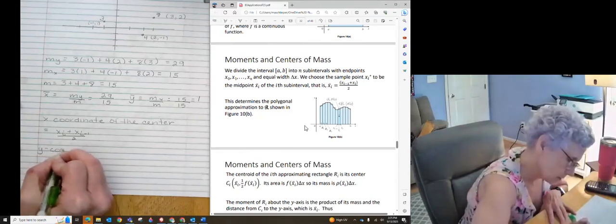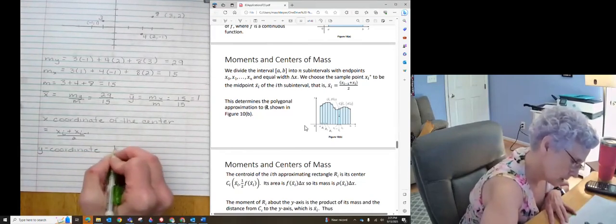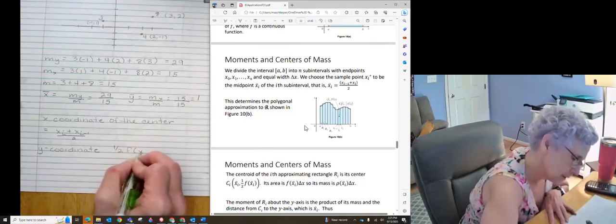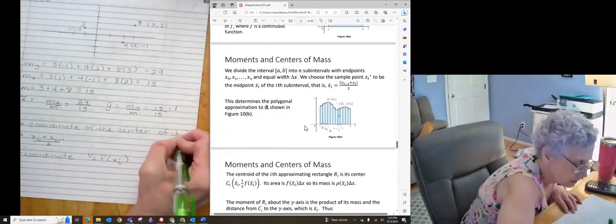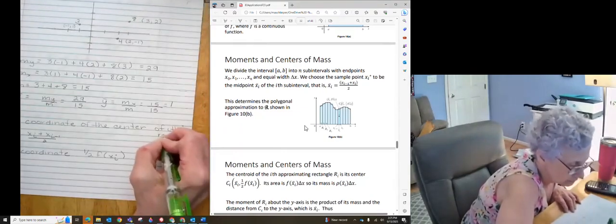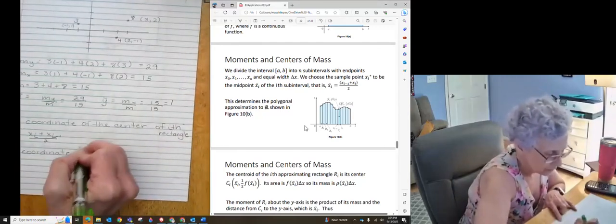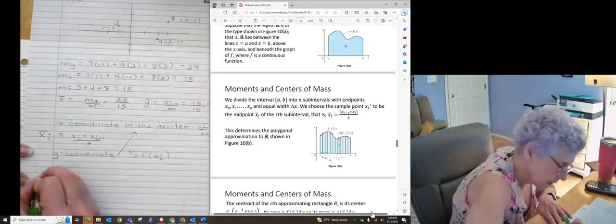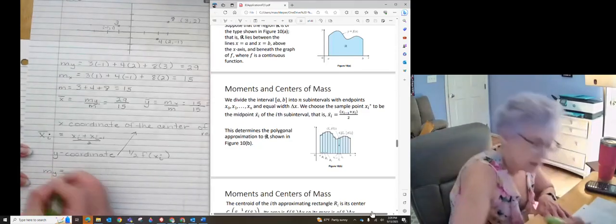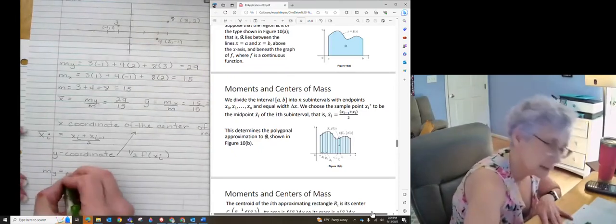The y coordinate is going to be half of f of x sub i. So, the center of the ith rectangle. And this is the y coordinate of the center of the ith rectangle. Now I want to find the moment with respect to y, the tendency to revolve about the y-axis.